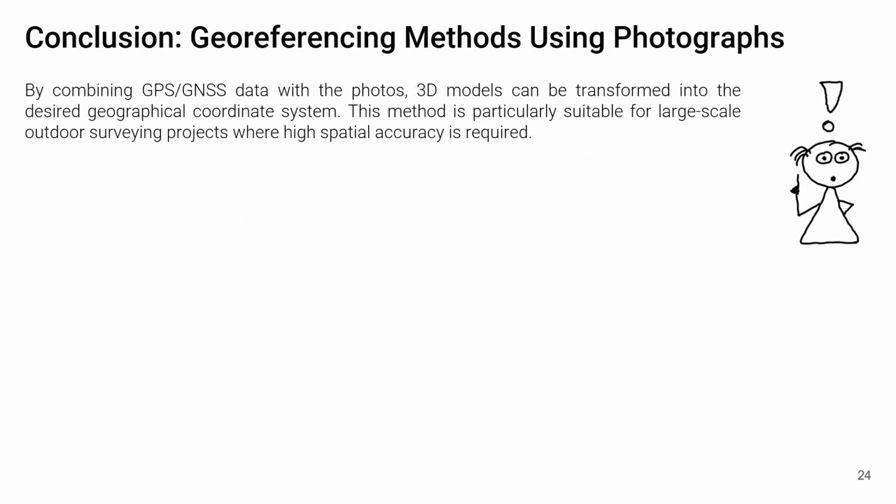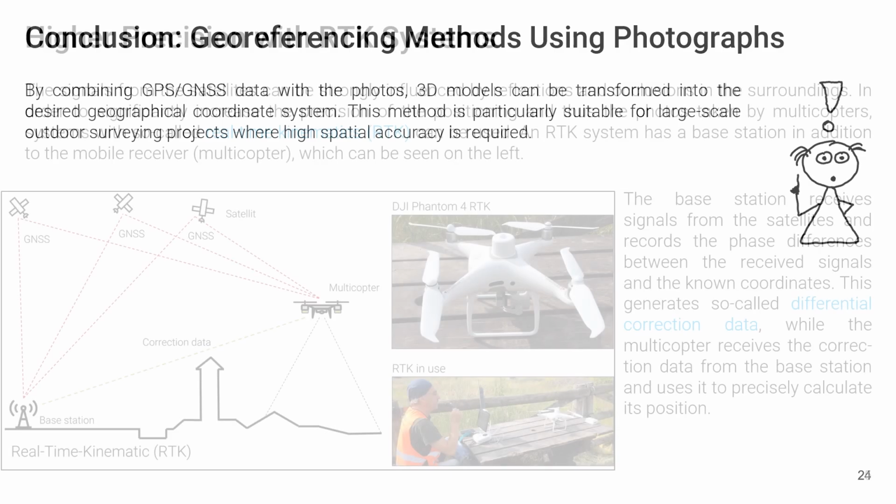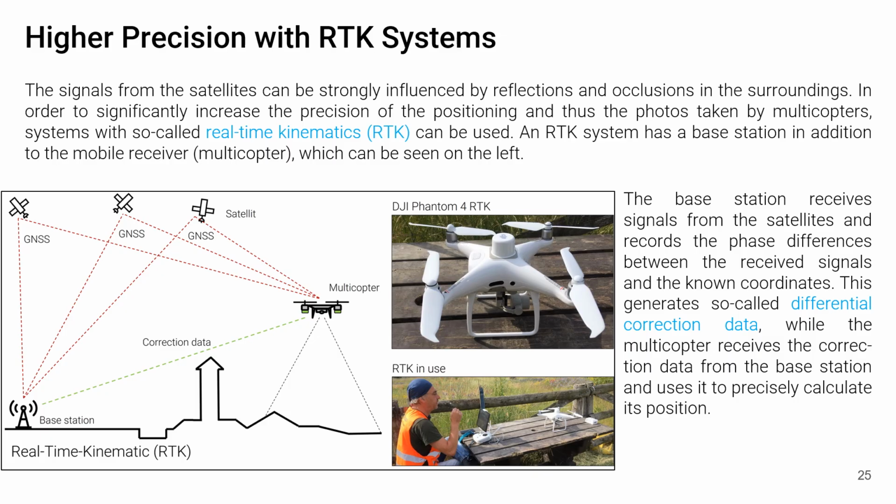But we would like to make one more point here. By combining GPS GNSS data with the photos, 3D models can be transformed into the desired geographic coordinate system. This method is particularly suitable for large-scale outdoor surveying projects where high spatial accuracy is required. The signals from the satellites can be strongly influenced by reflections and occlusions in the surroundings. In order to significantly increase the precision of the positioning and thus the photos taken by multicopters, systems with so-called real-time kinematics, or RTK for short, can be used.